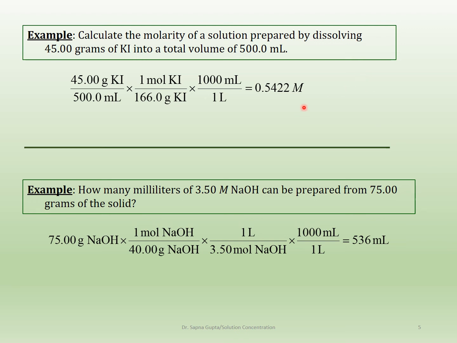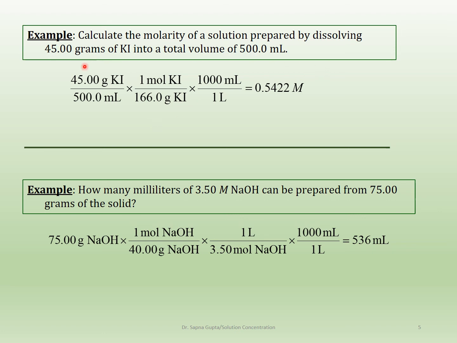So here is another calculation then. Calculate the molarity of a solution prepared by dissolving 45 grams of potassium iodide into a total volume of 500. This setup over here is slightly different from what I showed you before. And I thought that we'll just try and do it in two different ways, and you can choose whichever way suits you. It doesn't matter to me.